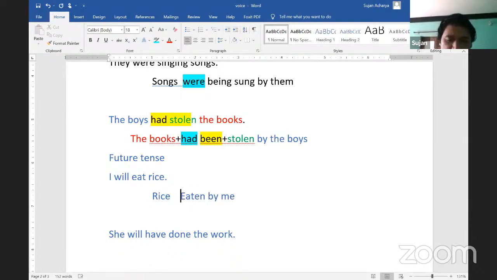Rice. In simple passive we add will plus be. Have done, V3 form done, because the sentence is in perfect tense. Had been, objective form of the subject. The verb will have.